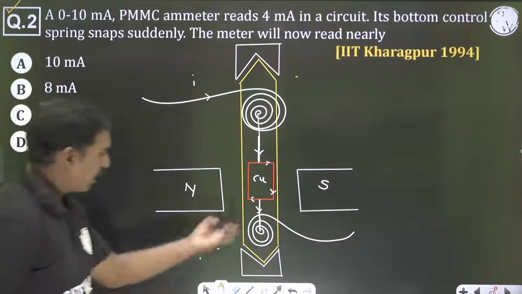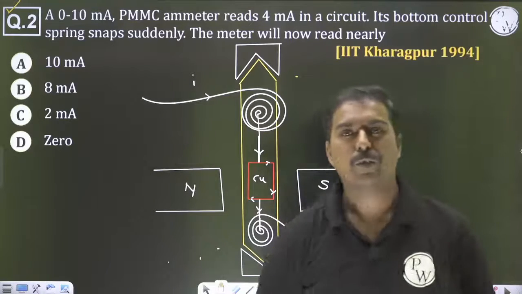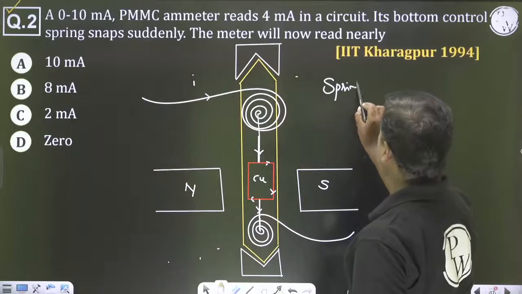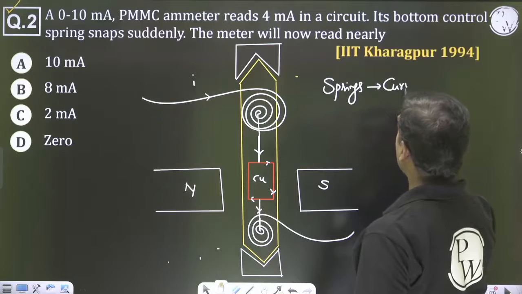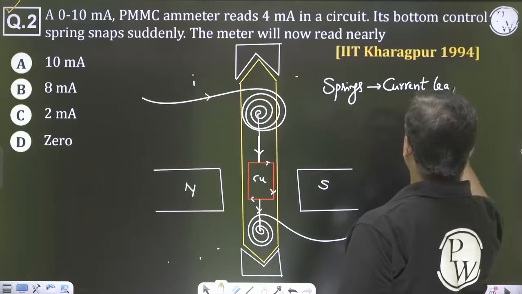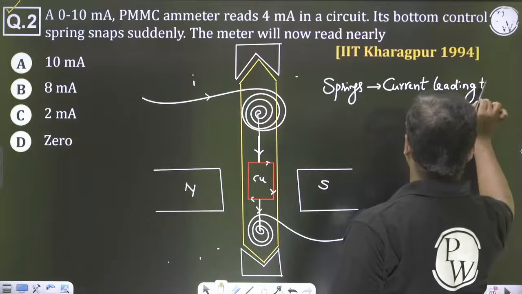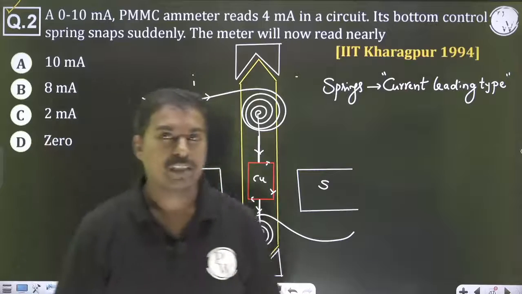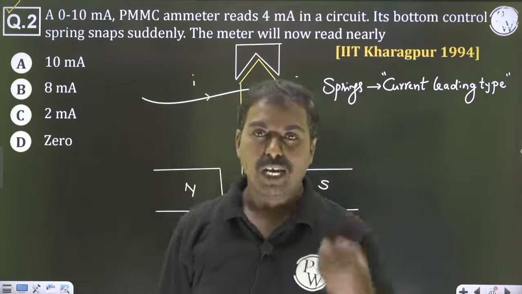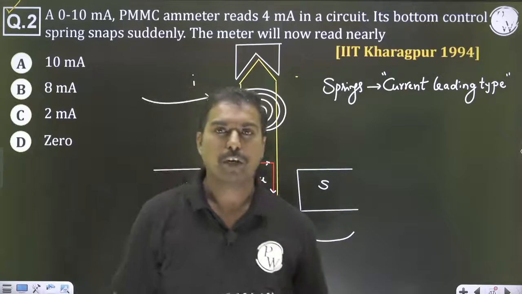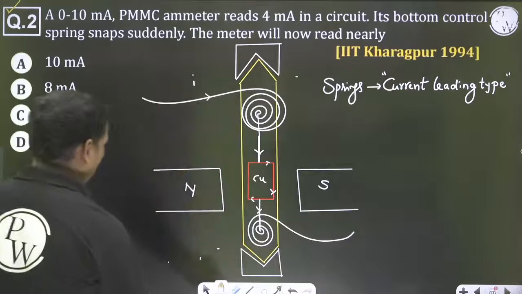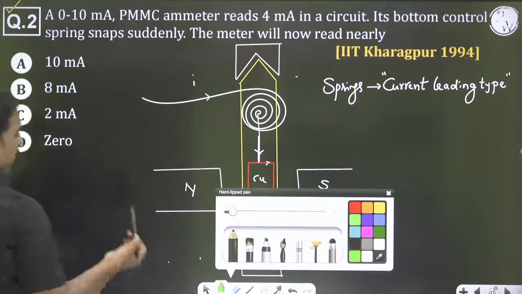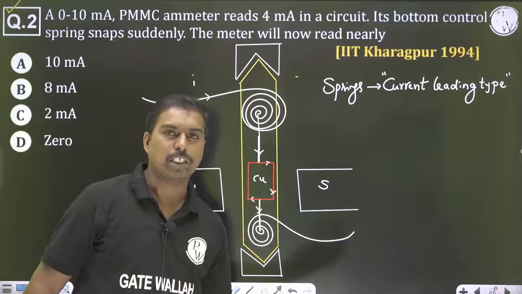So if the bottom spring snaps suddenly, what happens? The springs are current leading type, so they will allow the current to pass through. So if the bottom spring snaps away, then definitely the current will become zero. When this spring snaps, there is no passage of the current.